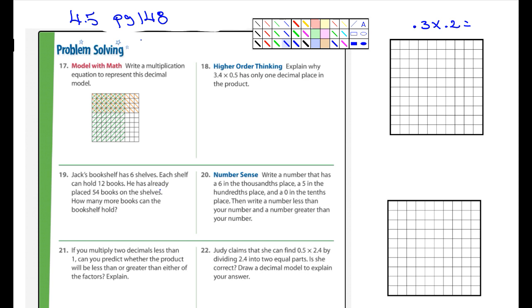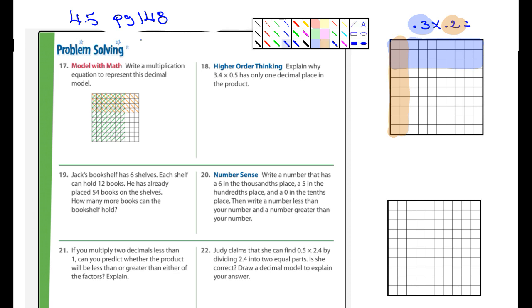Well, I could shade the 0.3. So I'll go from left to right like I've been teaching you guys here, and I'm going to shade 3 of these rows. Okay? And then I'll go vertical and shade 2 of them. So there's 1, there's 2. So that's modeling that equation.